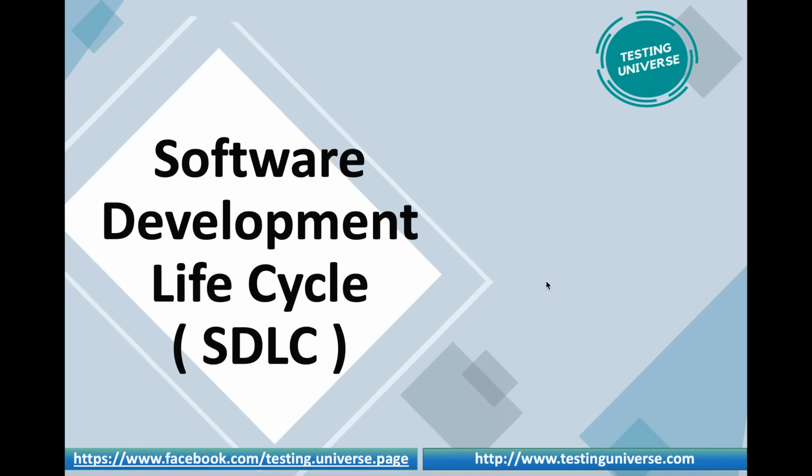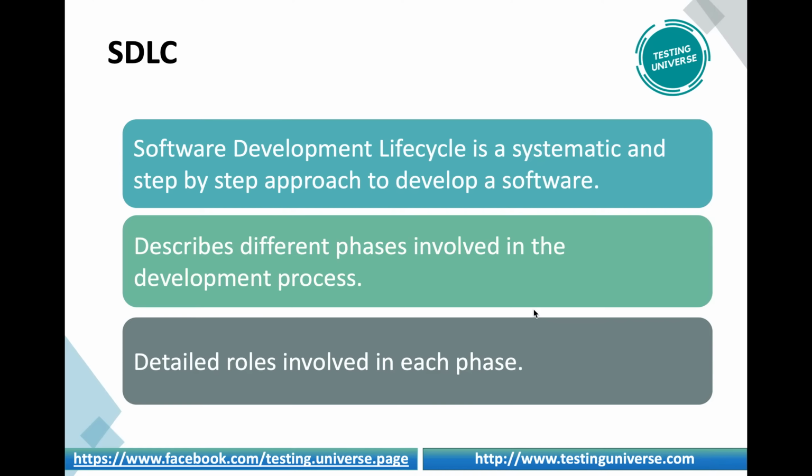So what exactly is this particular software development life cycle? How exactly will it guide us in developing a software? We'll try to understand everything in detail about this. So what is software development life cycle? It's a systematic and step by step approach to develop a software. You will be having a systematic as well as different steps there, right? With that approach we are going to develop a software.